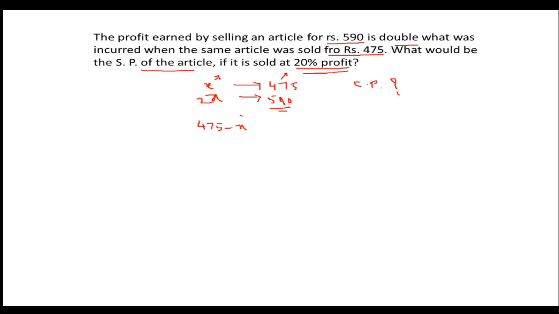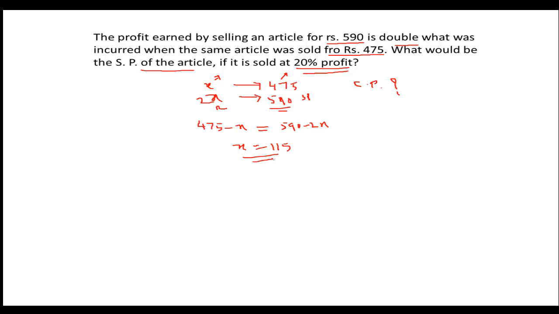And according to this condition, this is the selling price and this is the profit, and therefore the cost price will be 590 minus 2X. Since these both are the cost price of the same article, both should be equal. And now if you solve this equation, you will get X is equal to 115.